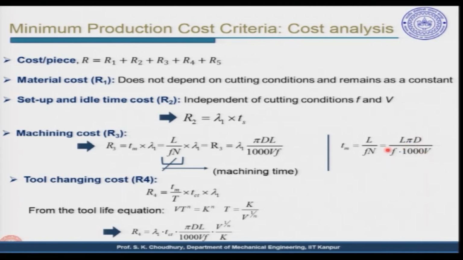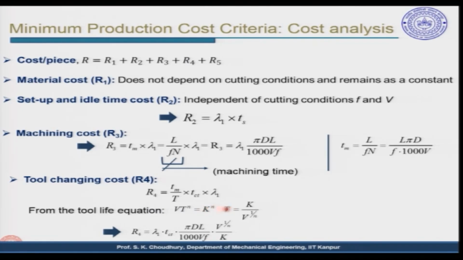Here it is shown that Tm is equal to L by Fn, which is pi dL by 1000 f into V. Now, the tool changing cost R4 is equal to the number of times we are changing the tool, into how much time it takes each time, multiplied by lambda 1, which is overhead plus labor cost. The number of times we are changing the tool can be given by Tm, the machining time, divided by the tool life T. Now, from the tool life equation we know that V T to the power n is equal to C constant, and C can be taken as k to the power n.